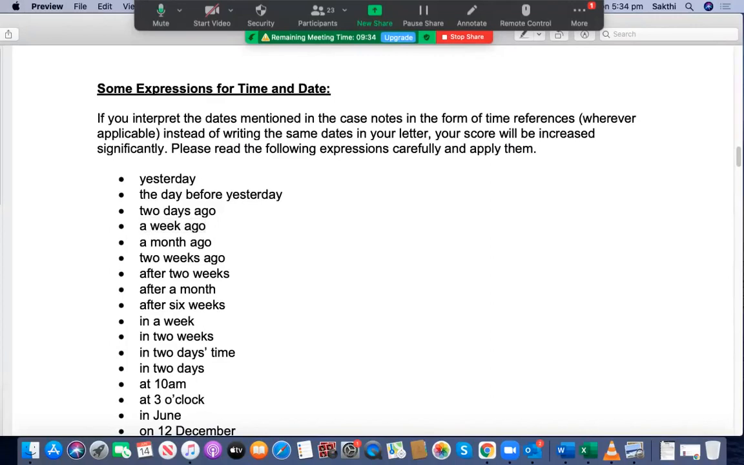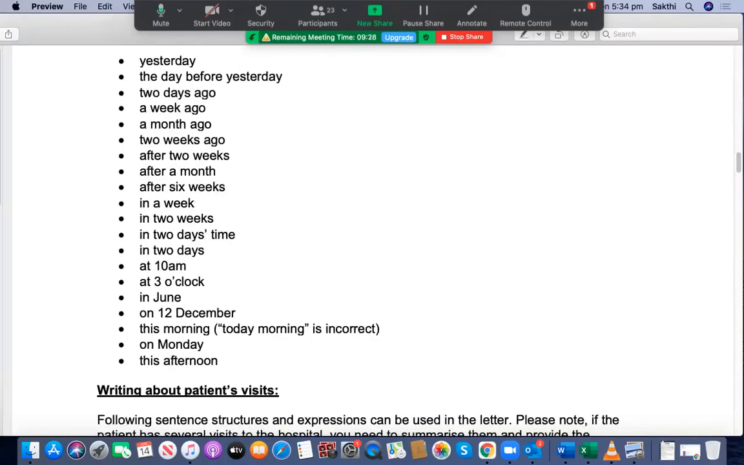So you need to interpret such information in your letter. It's really, really important. Try not to write down the dates as they are given in the case notes. You have to interpret them. You have to say after a month, after 2 weeks, 2 weeks ago, a month ago, and so on. It is always important that you do this.